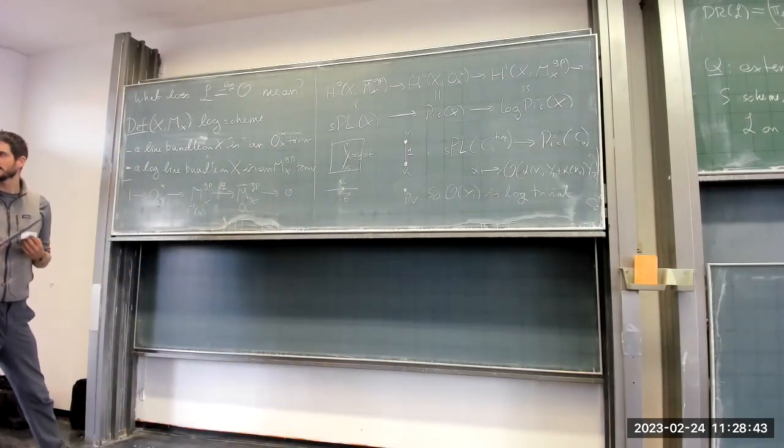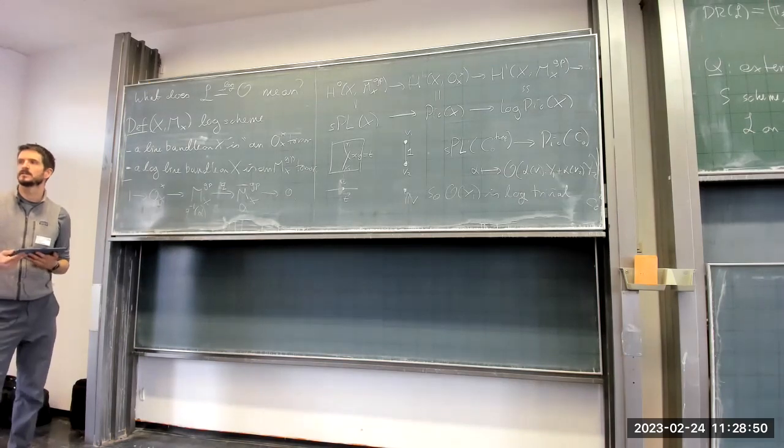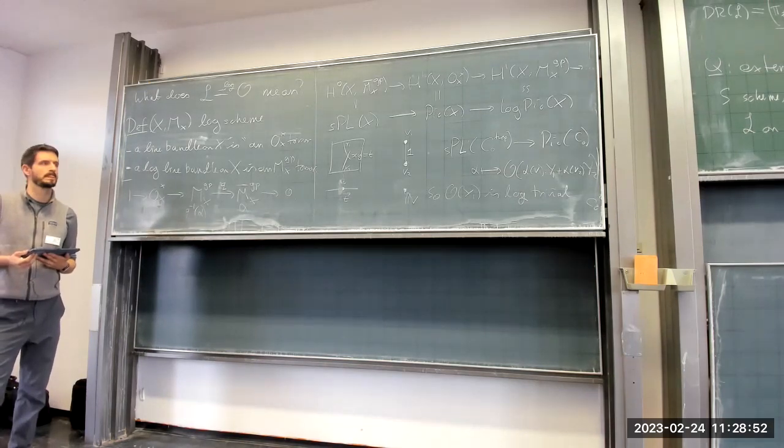Any questions about things so far? Is this all kind of reasonable? So in here it's implicit that the log structure is the one with that divisor. It's log trivial. So the log structure on the curve is the pullback of the log structure.